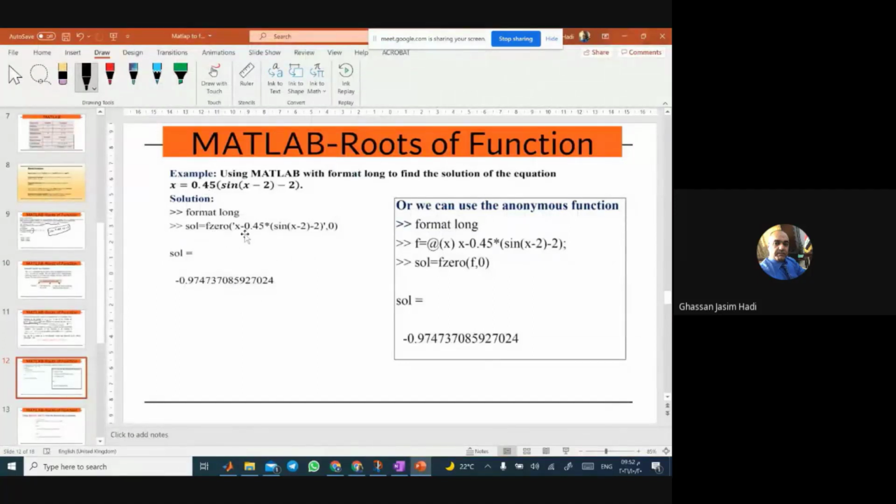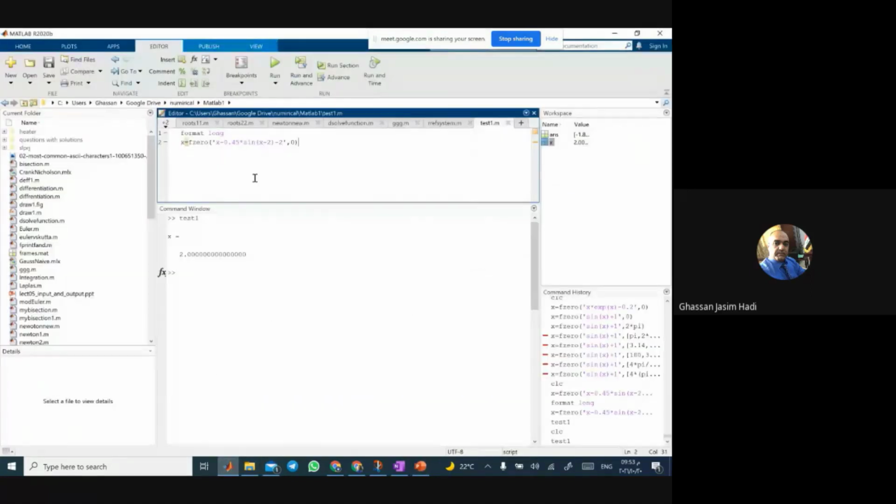Where is x minus 0.45 sine? Sorry, I wrote it wrong. Here we have parentheses. Yes. Look, this is the solution.